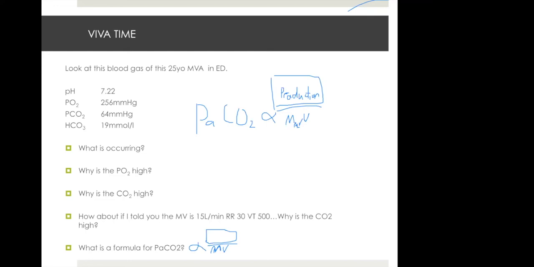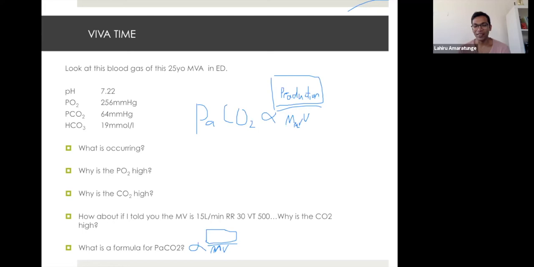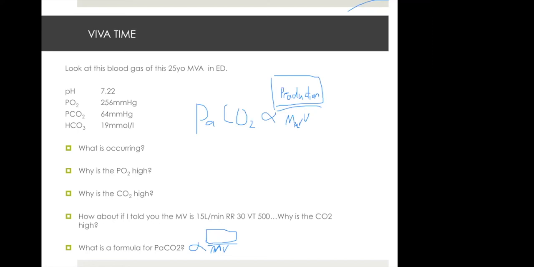Great, like what? Sepsis or pain or gone for a run. Potentially, yeah. And if they just had an anaesthetic? Oh, MH. Yeah, great. So anything that increases production, great.